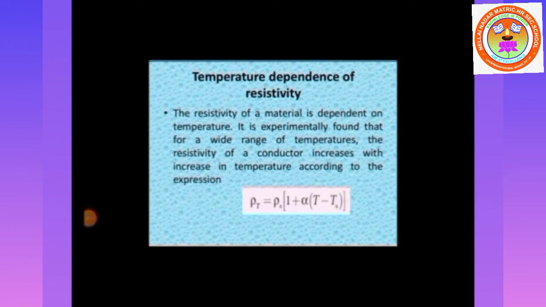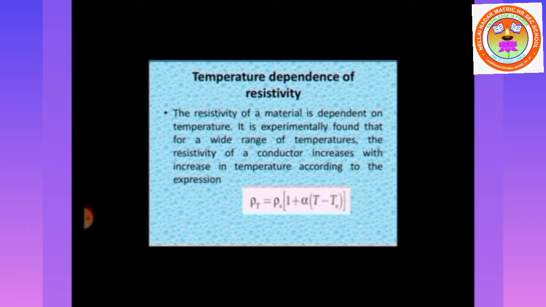Students, the next topic is temperature dependence of resistivity. The resistivity of a material is dependent on temperature. It is experimentally found that for a wide range of temperatures, the resistivity of a conductor increases with increasing temperature. Already in lower class you studied that if the temperature increases, the resistivity of the material also increases. If the resistivity increases, it means the conductivity of the conductor decreases.